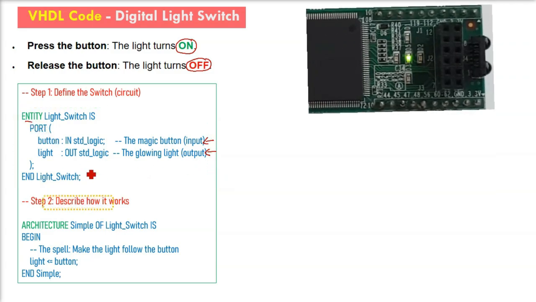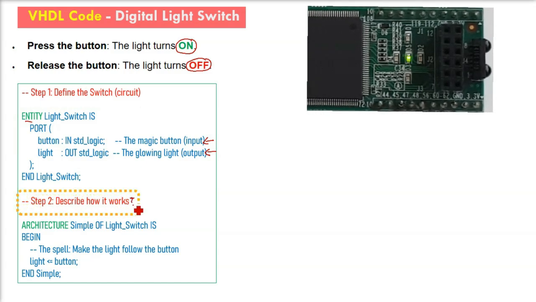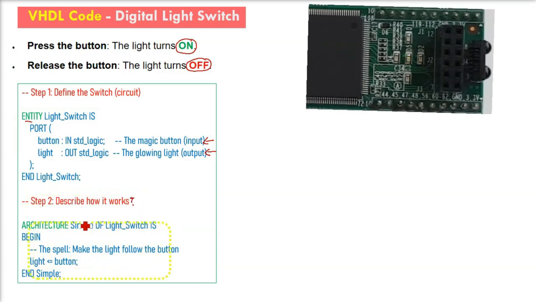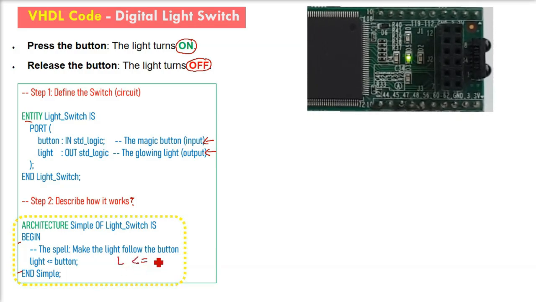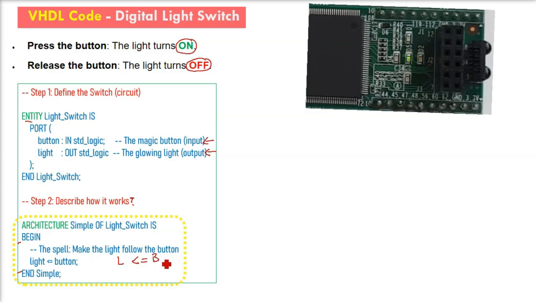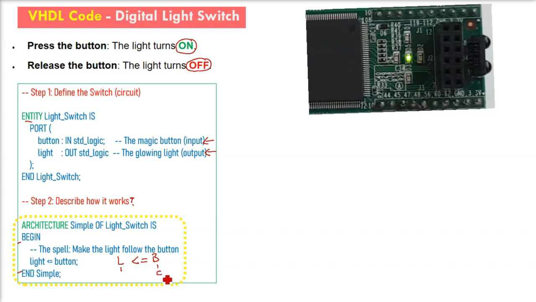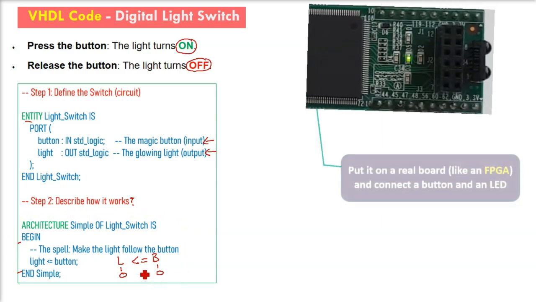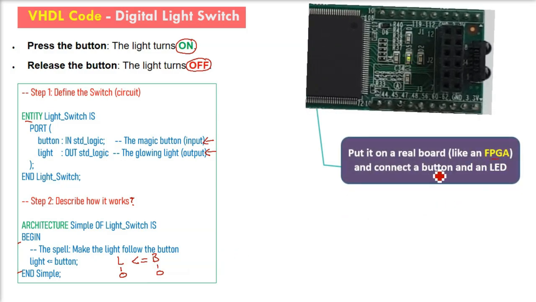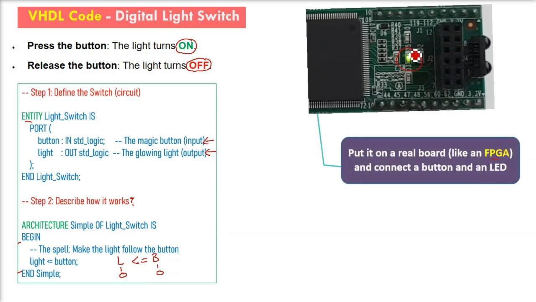Then we describe how it works. In the architecture of the switch, inside this begin and end, we use a simple spell, or you can call it a code: light <= button. What does it mean? It means when the button is pressed, 1, the light glows. If the button is not pressed, that is 0, the light is off. You can put it on a real board like an FPGA and connect a button and an LED to verify.